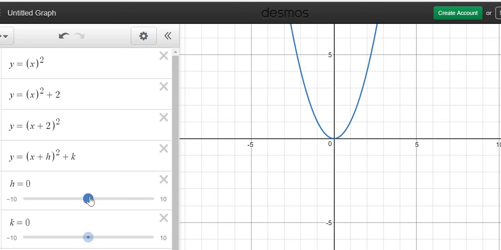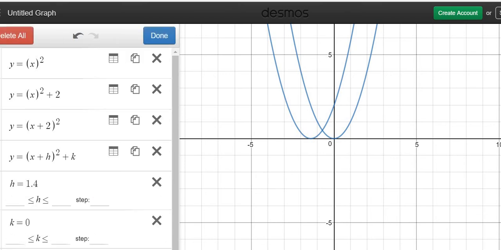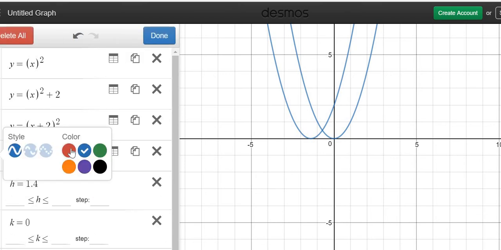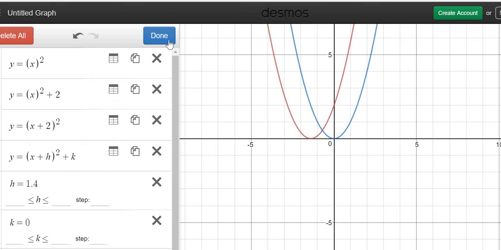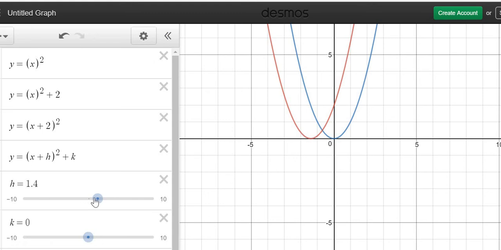So if I move it to the right, see the graph is reacting by going to the left. Let's change the color. The color is changed to red. Okay, so this graph is reacting: when I move h to the right, it's going to the left.